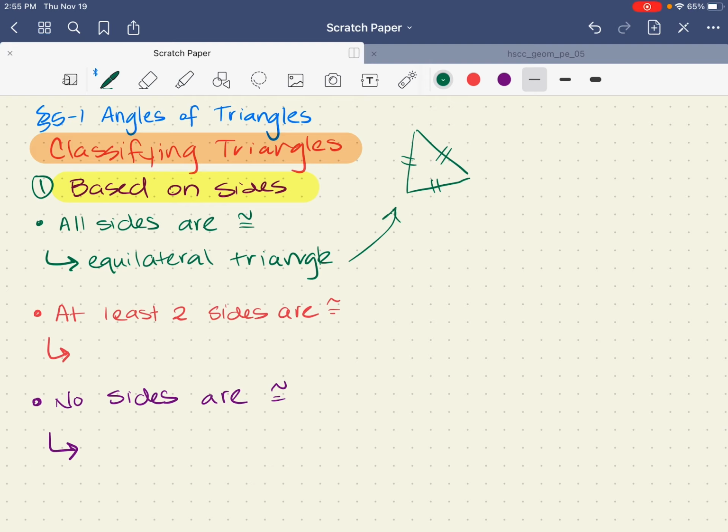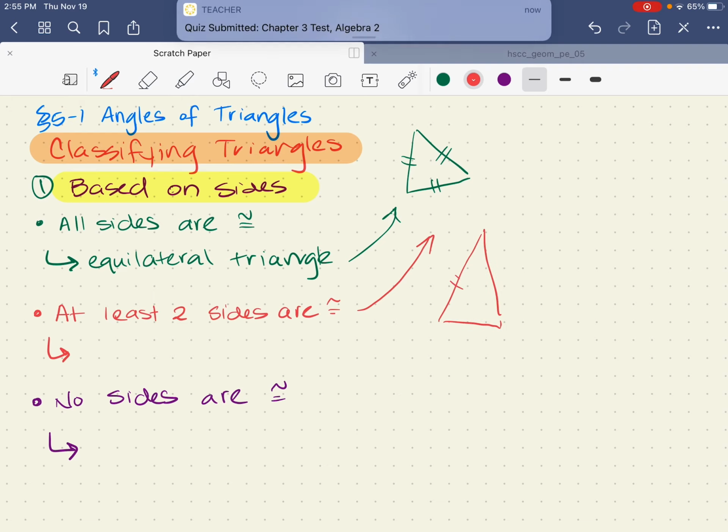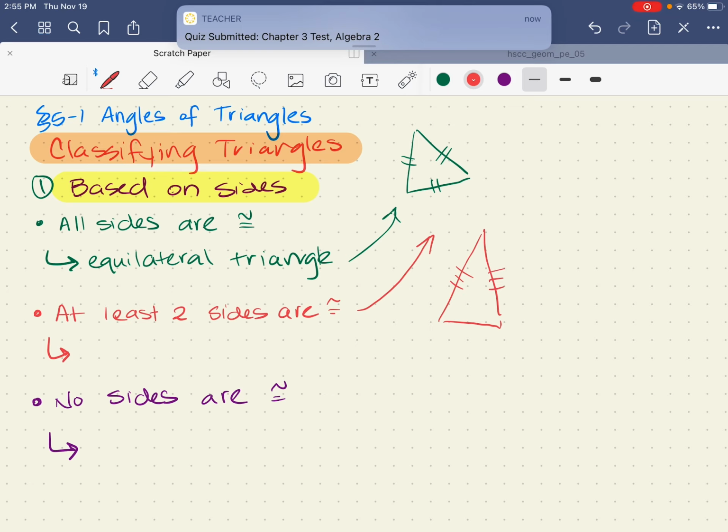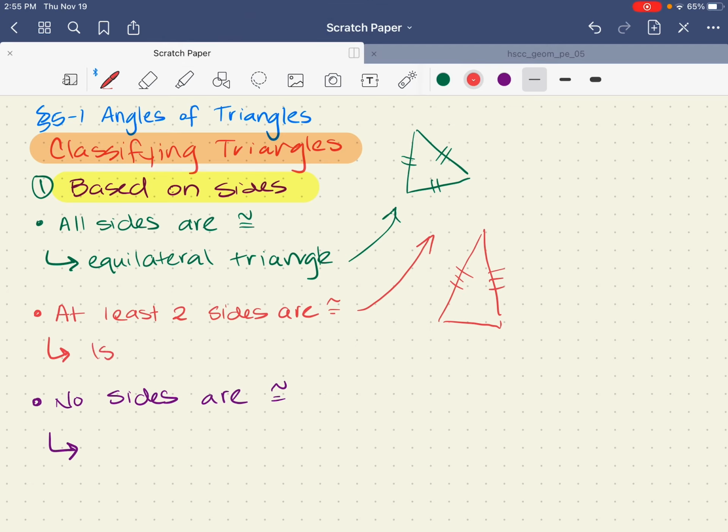The next one is when at least two sides are congruent. Technically that green one is one of those as well, because at least two of the sides are congruent. But this is talking about these ones as well. When you have only two sides being congruent like that, that's what we call an isosceles triangle. So an isosceles triangle has at least two sides congruent, which includes the equilateral triangle. But the equilateral triangle is very specific to when all three sides are congruent.